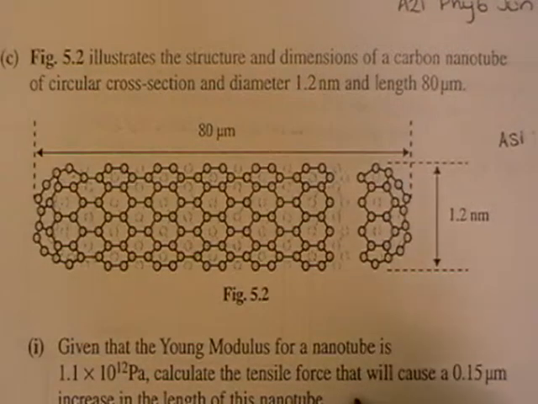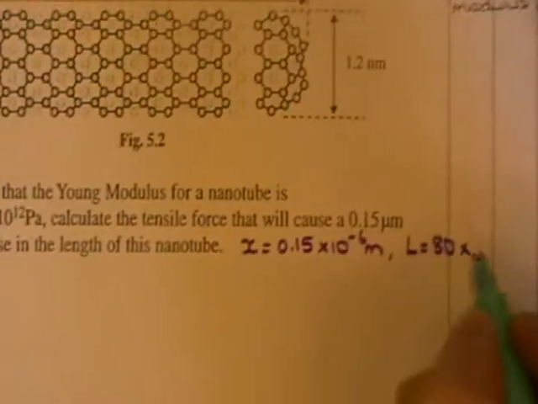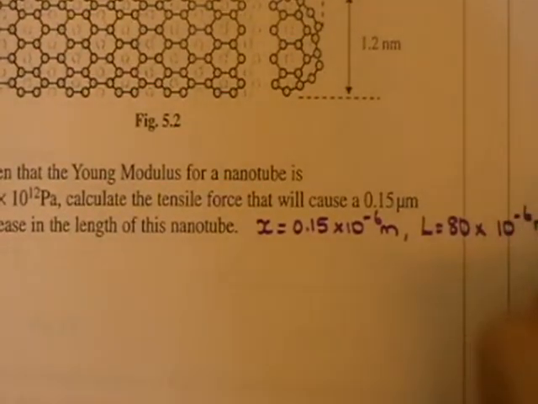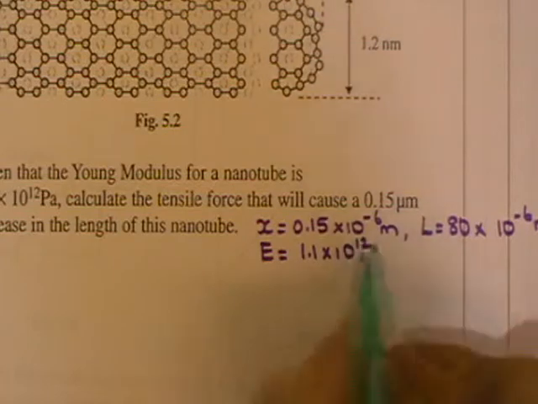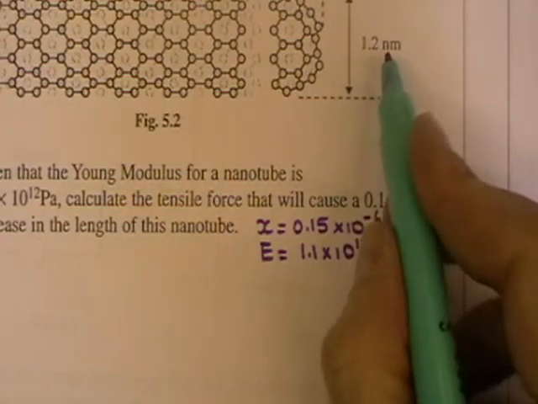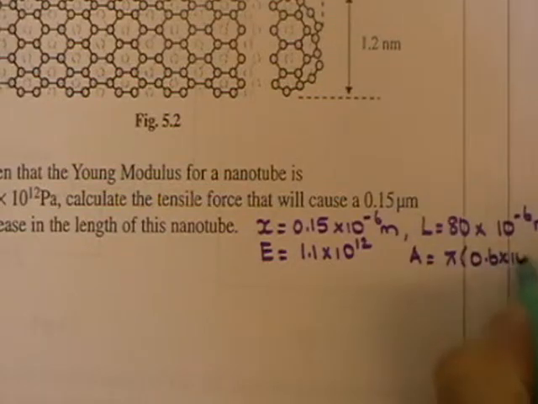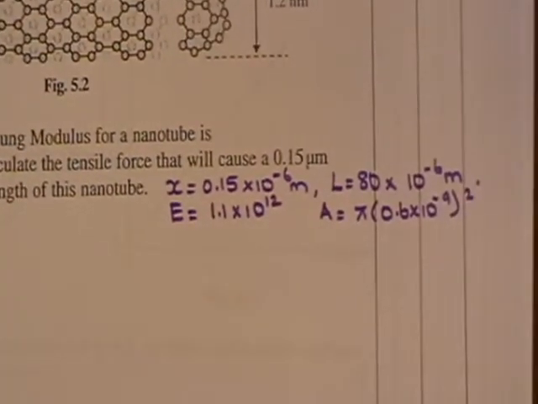So we're going to write down what we know here. We know that the extension x is equal to 0.15 by 10 to the minus 6 meters. We know that the length is 80 by 10 to the minus 6 meters. We know that the Young modulus for the material is 1.1 by 10 to the 12. And we have enough information to get a cross-sectional area. So it's pi times r squared, where r is 1.2 divided by 2, so it's 0.6 by 10 to the minus 9, squared. So you've got all your information there.